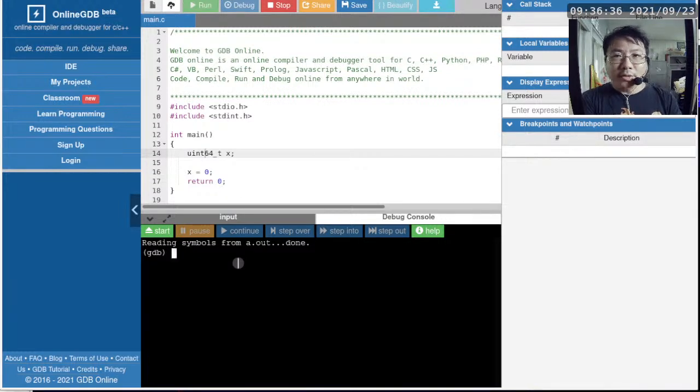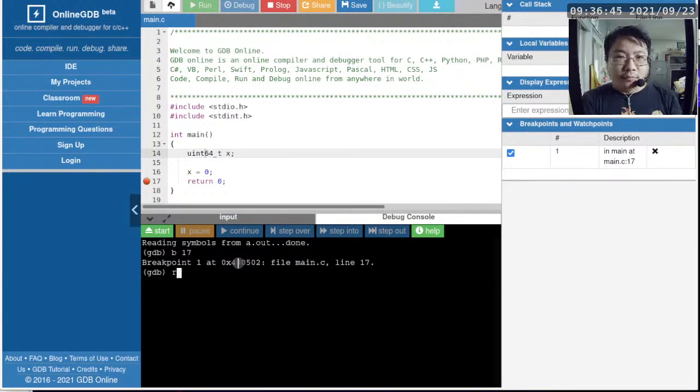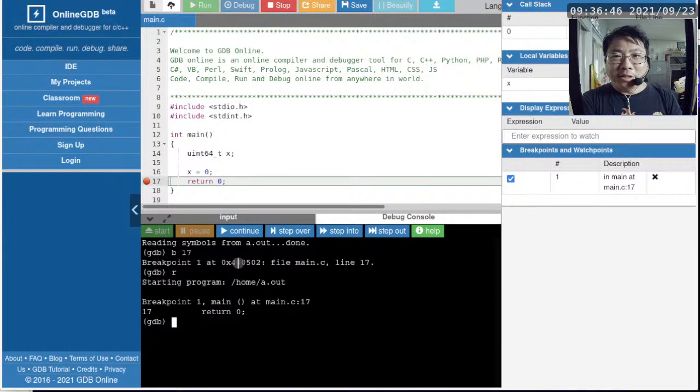All right, so now we put a breakpoint. B is for break, so we are going to put a breakpoint on line 17. And then R for run, okay? So we're going to run the program all the way up to line 17. So line 17 has not executed yet, so we are right at the cusp of returning from main.